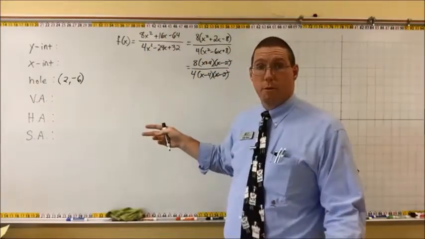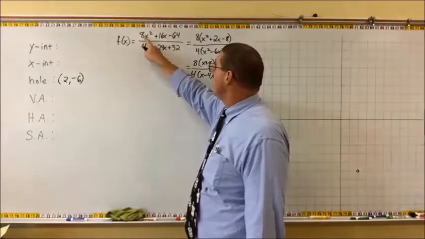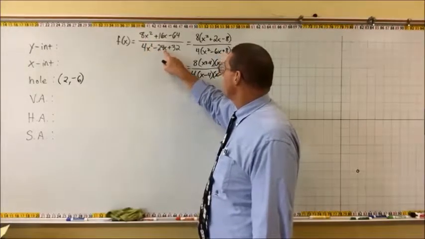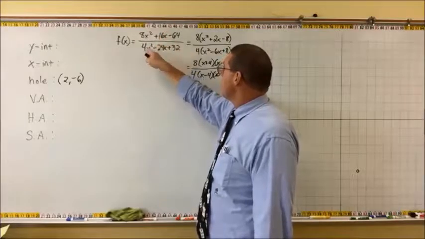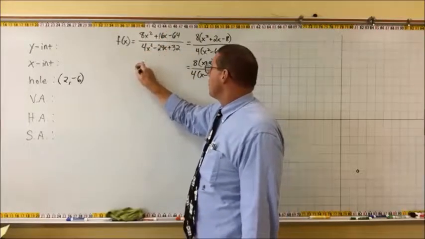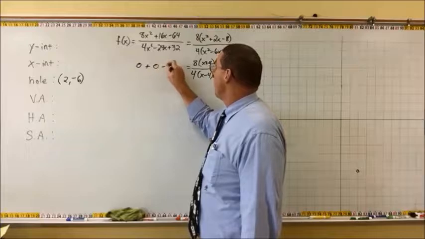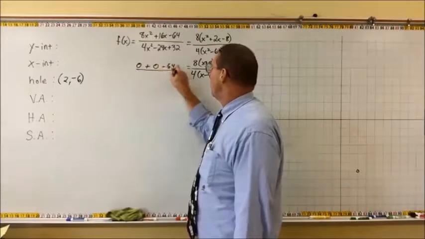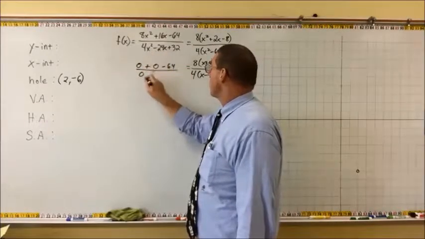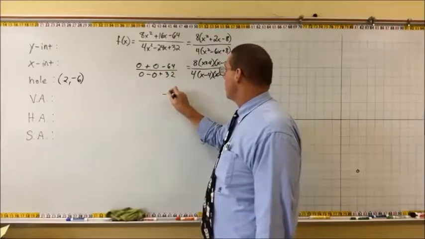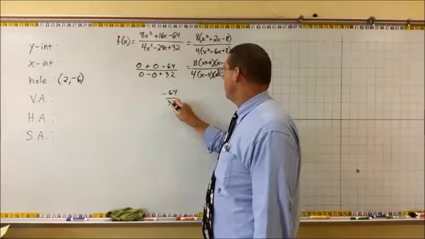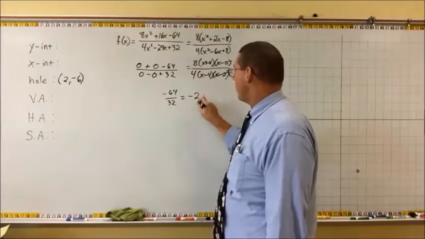We just plug 0 in for x. So if I put a 0 here, and a 0 here, and a 0 here, and a 0 here, that makes this 0, this 0, this 0, and this 0. So I have 0 plus 0 minus 64 over 0 minus 0 plus 32. And that just gives me negative 64 over 32. And that is equal to negative 2.